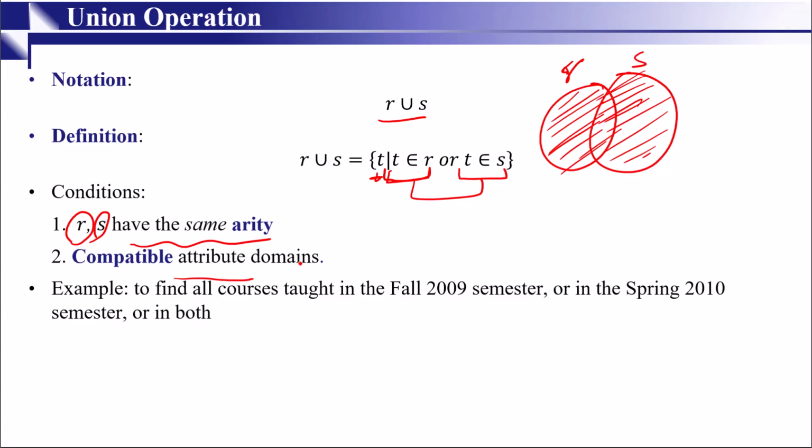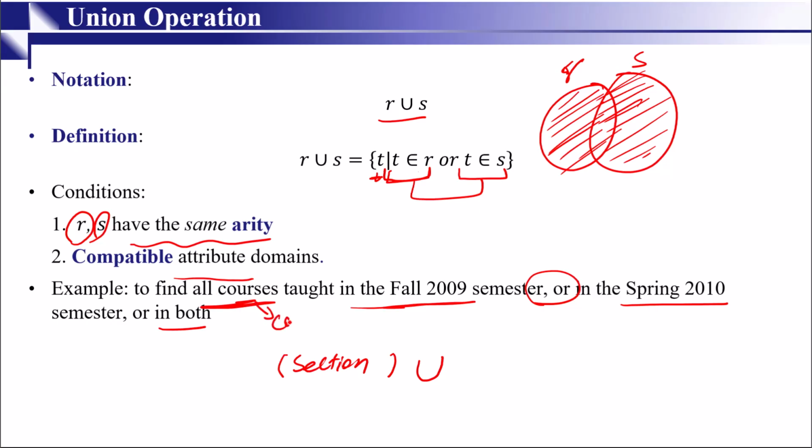So, for example, I want to find all courses taught in fall 2009, or spring 2010, or both, right? So from here we understand that it is a union. Then we go for courses. So courses are in which table? In the section table. So from section. Then it says all courses. For example, we want to get the course ID only.